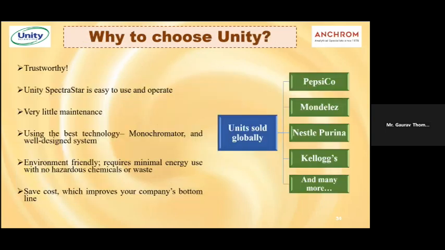And here is where Unity Scientific plays a role. Why do you need Unity Scientific? Because it is trustworthy, easy to operate, easy to use, and doesn't require any maintenance. The calibration has to be performed at your own end only. The sample doesn't need any sample preparation. The instrument doesn't require any chemicals for its functioning, and all these things contribute to low maintenance.